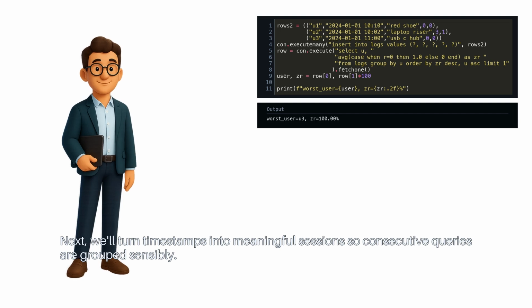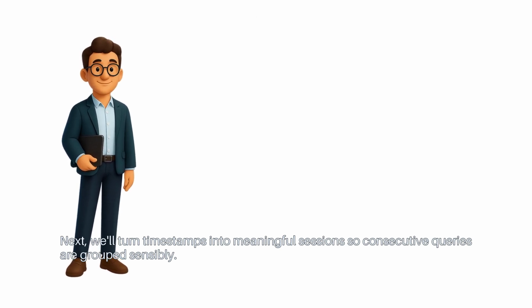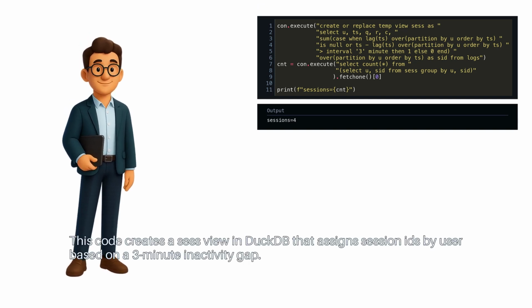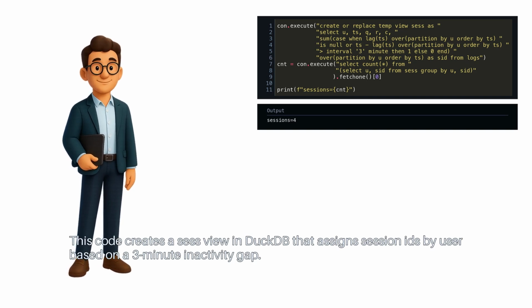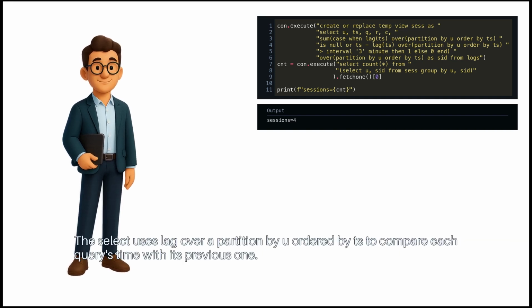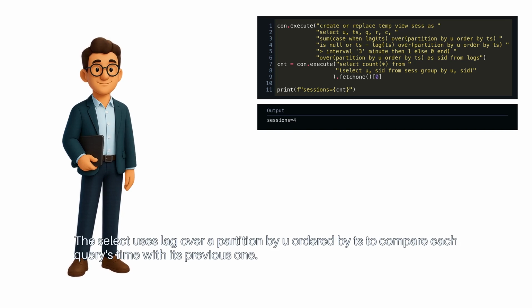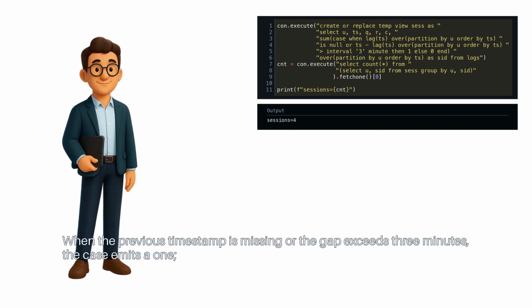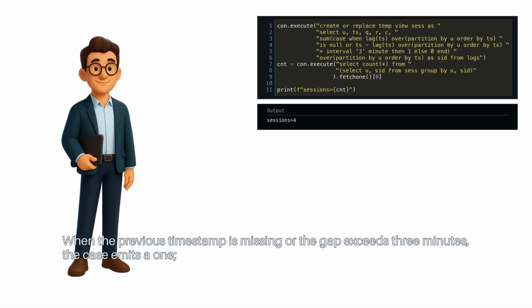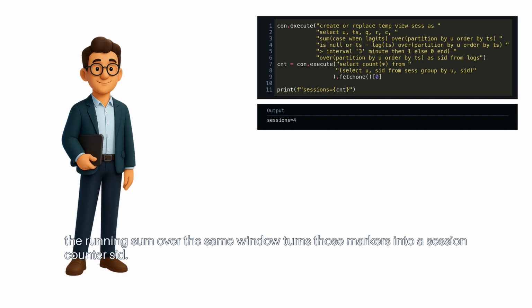Next, we'll turn timestamps into meaningful sessions, so consecutive queries are grouped sensibly. This code creates a sess view in DuckDB that assigns session IDs by user based on a 3-minute inactivity gap. The select uses lag over a partition by U, ordered by TS, to compare each query's time with its previous one. When the previous timestamp is missing, or the gap exceeds 3 minutes, the case emits a 1. The running sum over the same window turns those markers into a session counter SID.